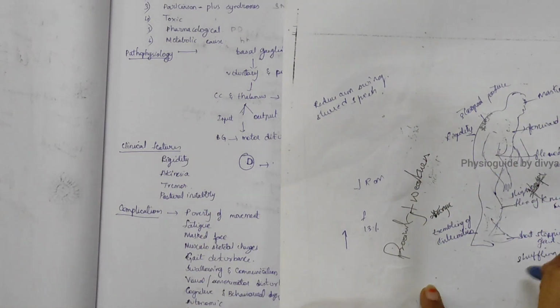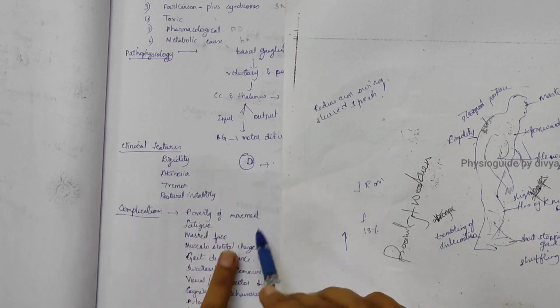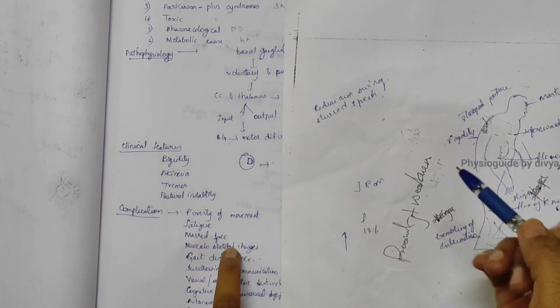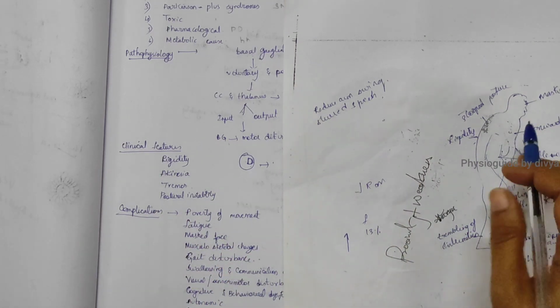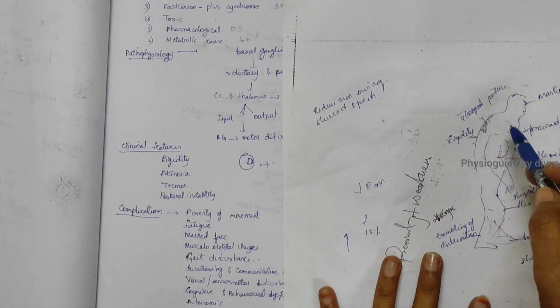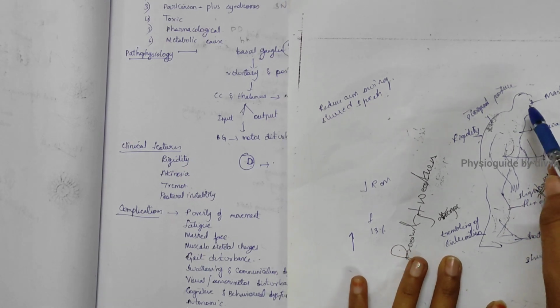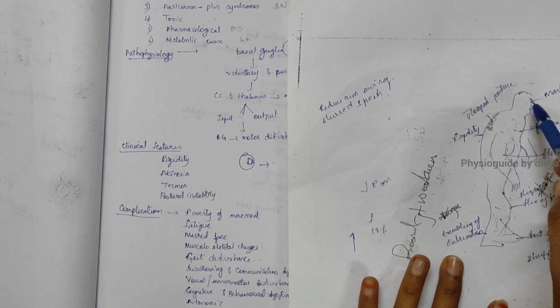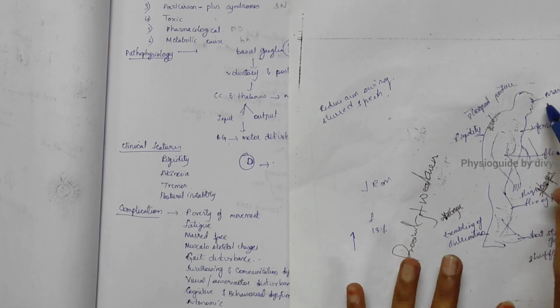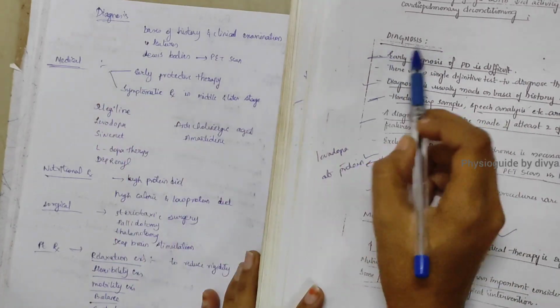Other complications can also be seen in some patients, like poverty of movement, fatigue, masked face, musculoskeletal changes, gait disturbances, swallowing and communication disability, visual and sensory motor dysfunction, autonomic dysfunction, and cardiopulmonary dysfunction. Next we'll see diagnosis.